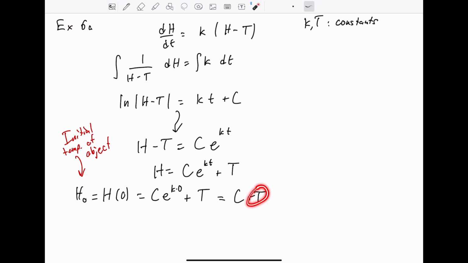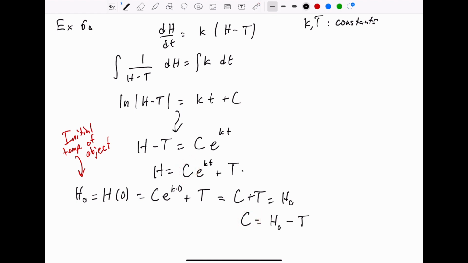Remember, T is just some constant, well, it's a meaningful constant. It's the temperature of the room, but this is just some constant. H sub 0 is the initial temperature of the object. So I have C plus T equals H sub 0. So I can solve for C. C equals the temperature of the object at the start minus the temperature of the surroundings. That is the physical interpretation for this constant C.